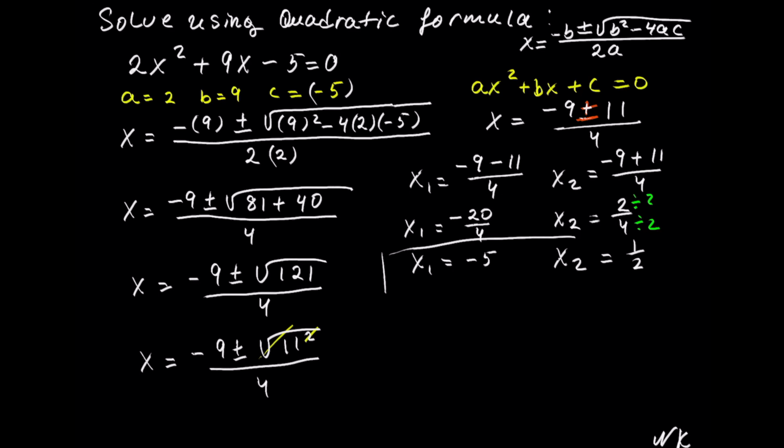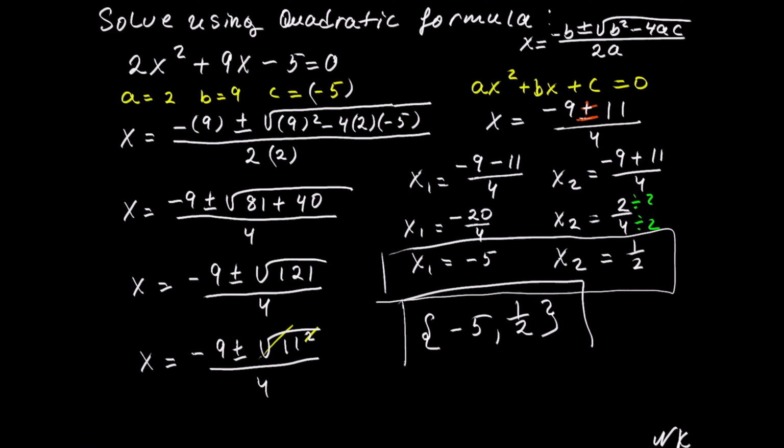So our two solutions are x1 is -5, x2 is 1/2. If we need to write this as a solution set, we have -5, 1/2, our two solutions. That's all.